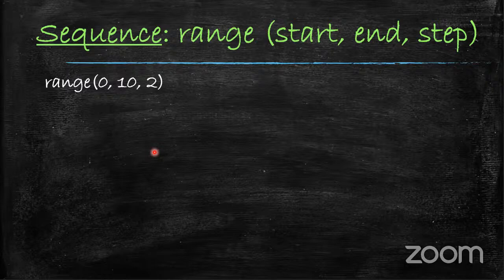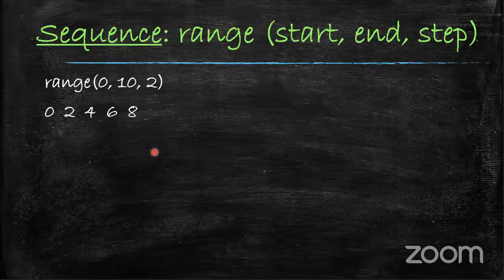We have range 0, 10, 2. Now here it says that you start from 0, go up to 10 with a step of 2. So it will take 0, 2, 4, 6, 8, but go to 10 not including 10. So end is never included in the range. So the answer will be like this: 0, 2, 4, 6, 8, but it will not include 10. That is clear? Yes, sir. Okay.